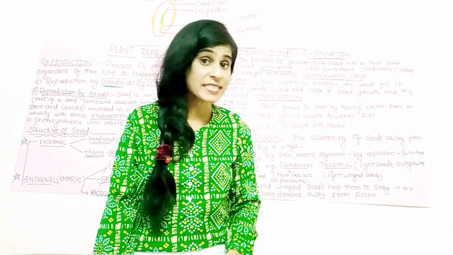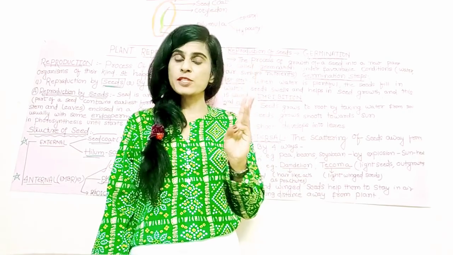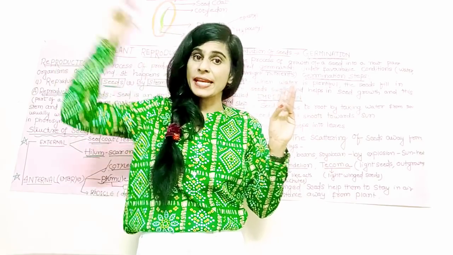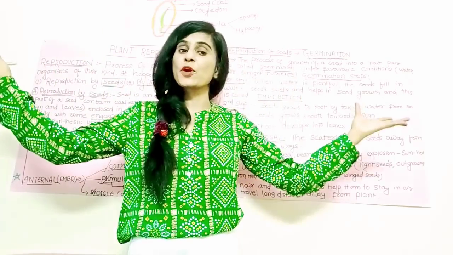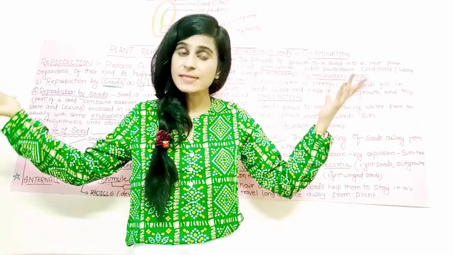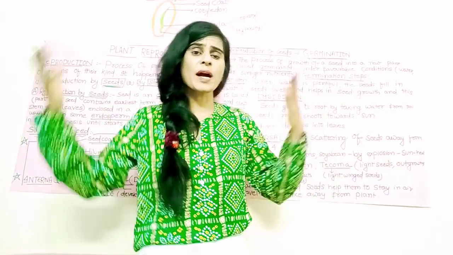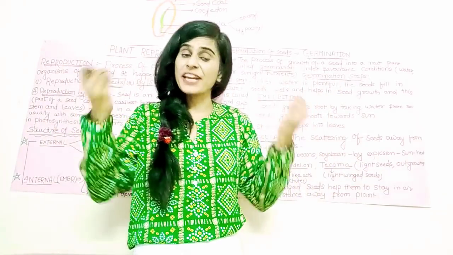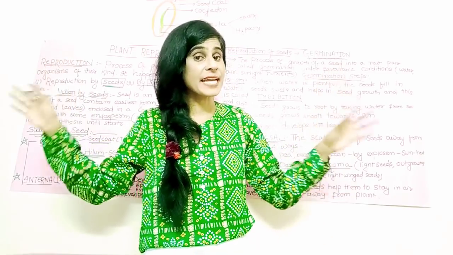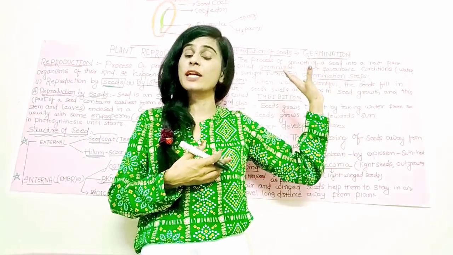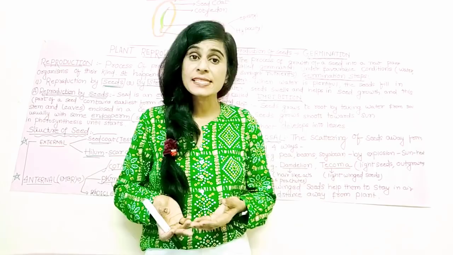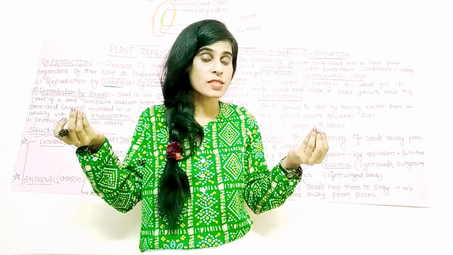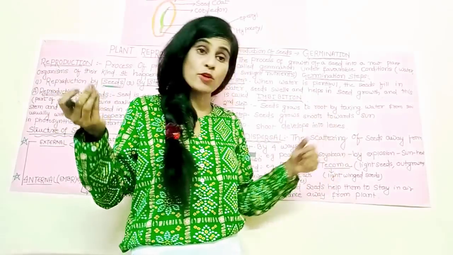The scattering of seeds takes place by explosion. By the sun's heat, the fruit will split and explode and the seeds will scatter. Yes, by wind: dandelion, tecoma, cotton. All these are very light and spongy, so they will stay in the air and finally scatter to a long distance. Dandelion seeds have parachute-like, hair-like outgrowths, and tecoma has wing-like structures.